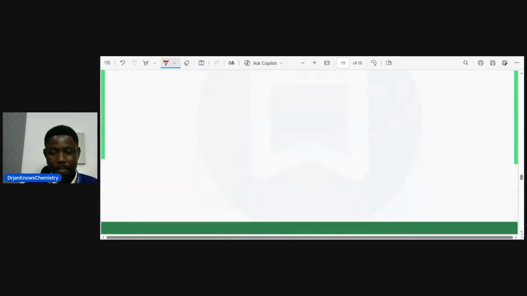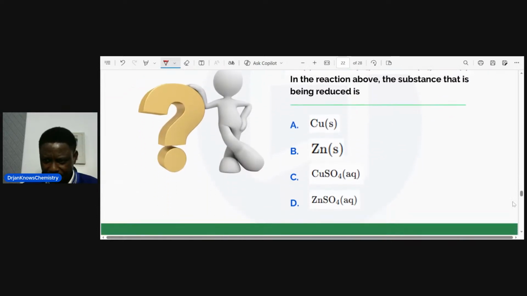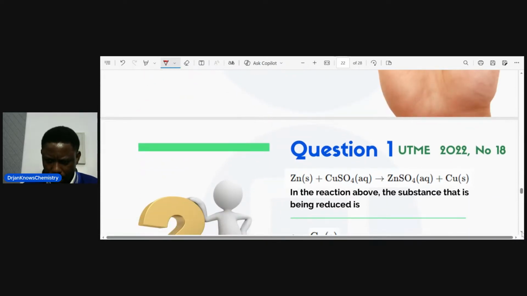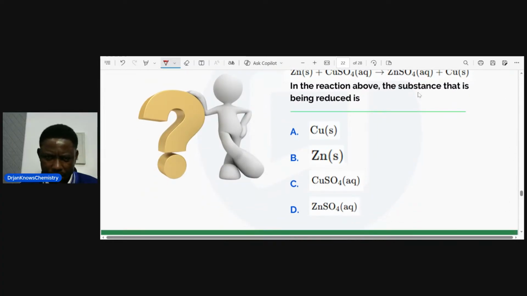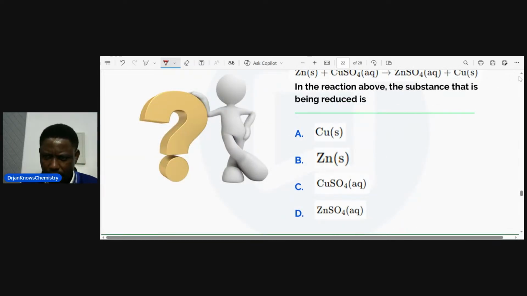I'm not going to do this example. Let me go to some past questions and see some of the things in 1 minute. The question says here, this one was in year 2022, number 18. It said, in the reaction above, the substance that is being reduced is what? So which substance is being reduced? That is the last thing that we are going to look at.